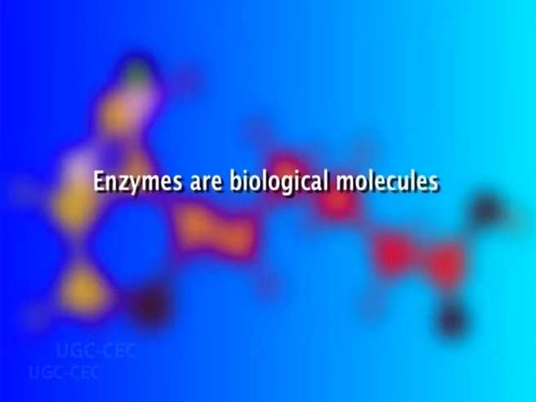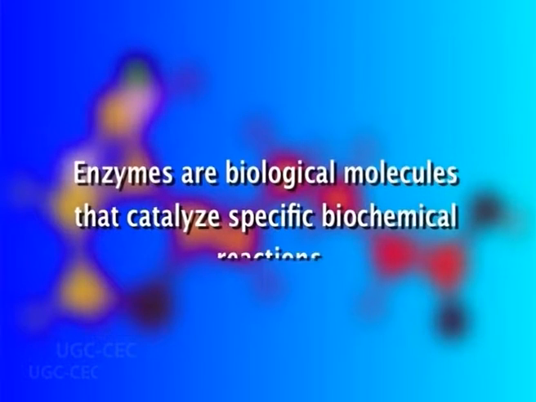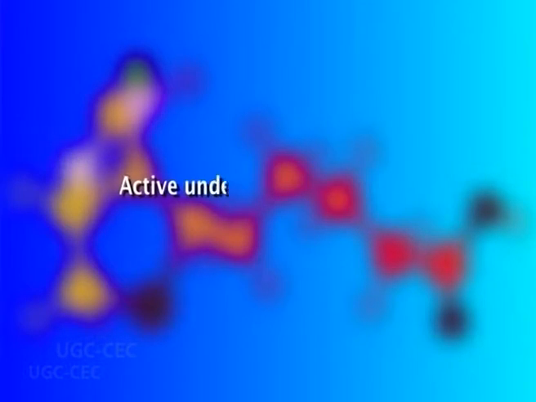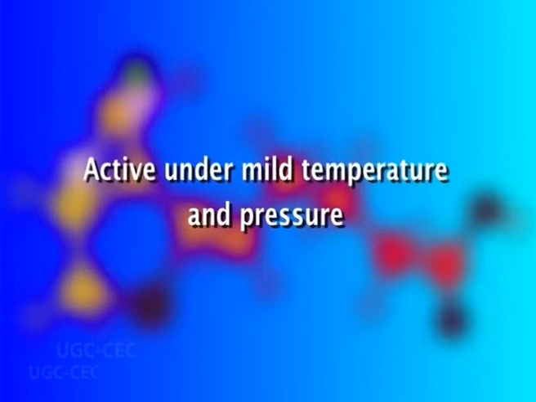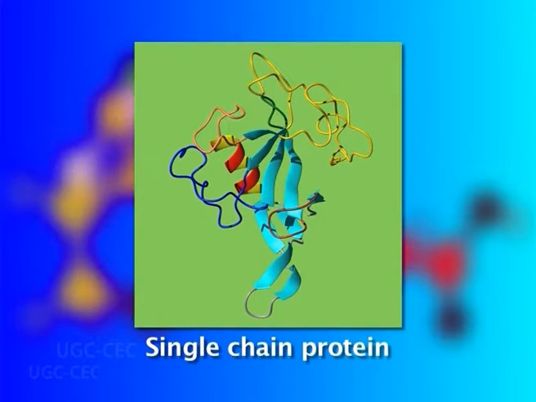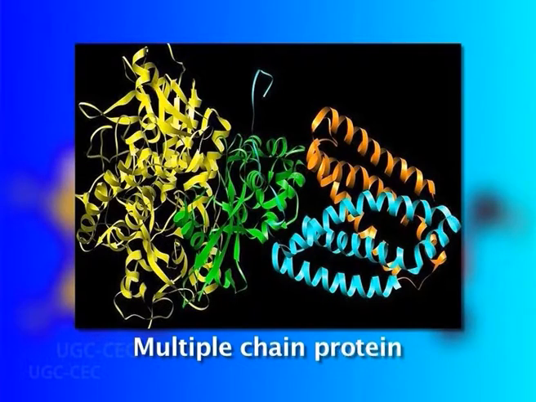Today we will discuss an important topic: the discovery, nomenclature and characteristics of enzymes. Enzymes are biological molecules that catalyze specific biochemical reactions. They are active under mild conditions of temperature and pressure found in the cell. They are usually single or multiple chain proteins that act as biological catalysts that catalyze intracellular and extracellular biochemical reactions.